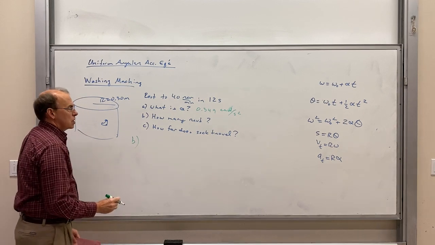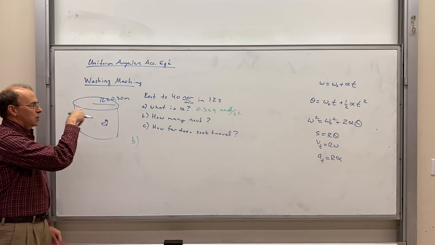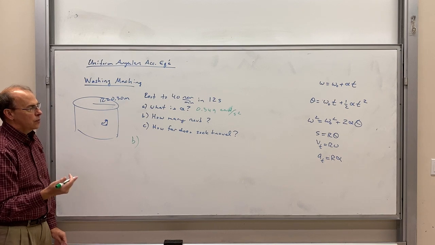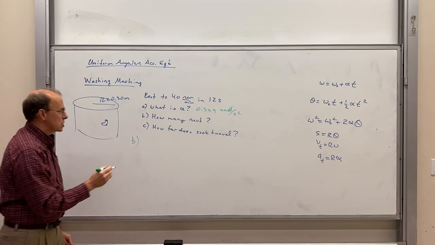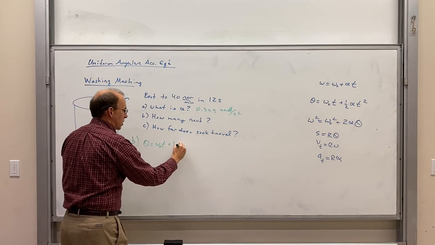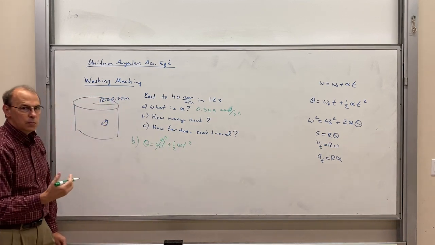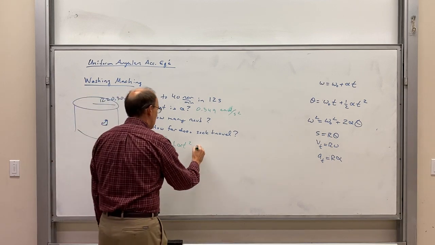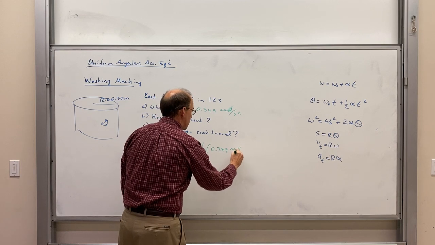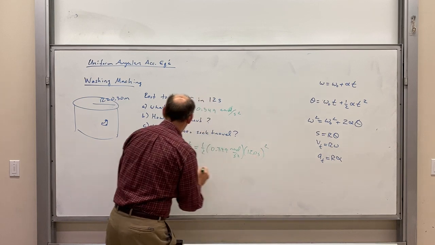How many revolutions? I'm going to find theta, the angle that it spun through, because that's what my equation can tell me. And then I'm going to convert that angle from radians to revolutions. So theta is omega naught t plus 1/2 alpha t squared. Omega naught is again 0 here in my example, but it won't always be 0. It's 1/2 times 0.349 radians per second squared times my 12 seconds squared.